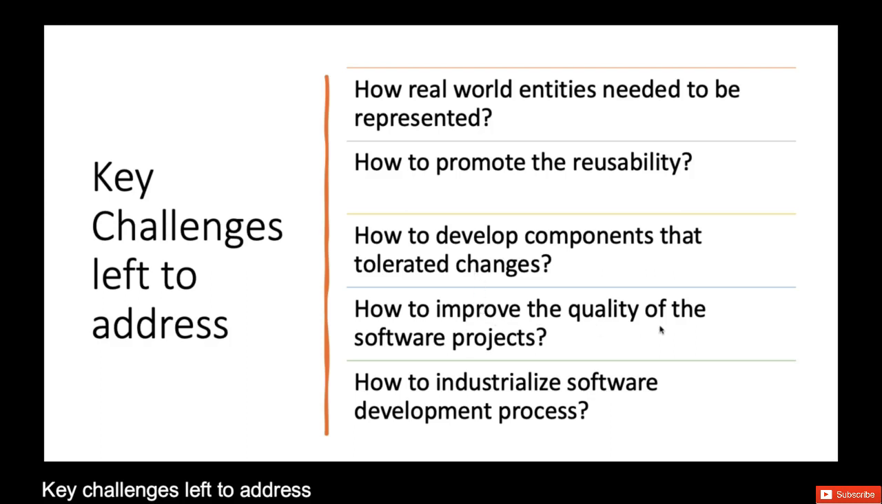Then they wanted to improve the quality of software projects. That also was a key challenge. And they also wanted to industrialize the software development process. Software development is not a normal process. It's not like using raw materials and building a product in a factory. It's kind of different. So there should be a way to industrialize software development and make it more popular. This was another key challenge which programmers wanted to address at that time.